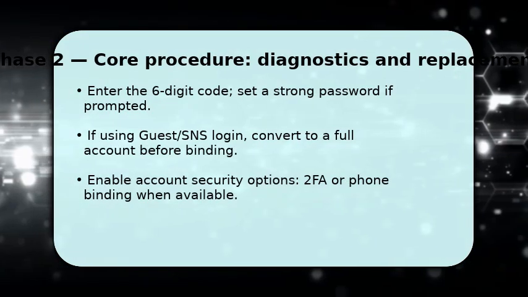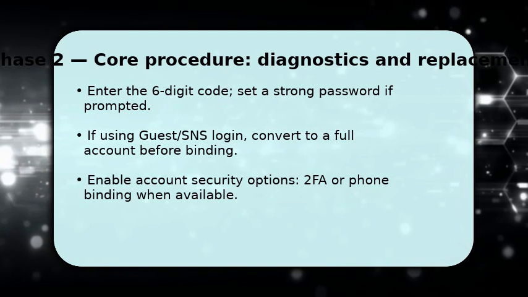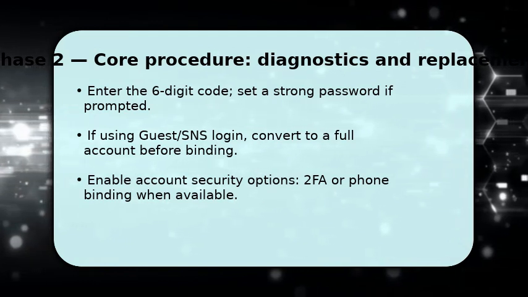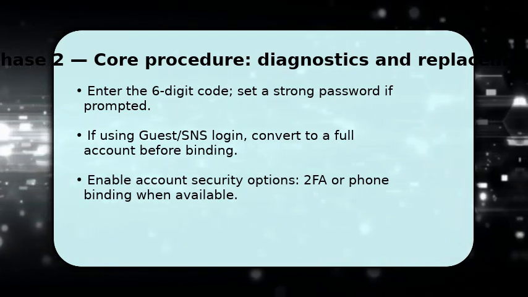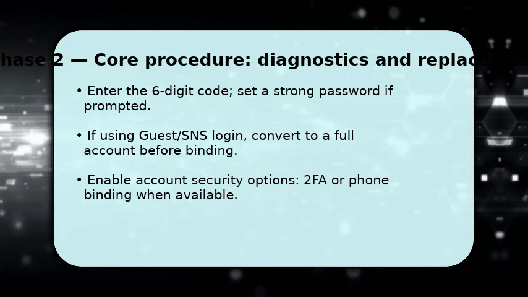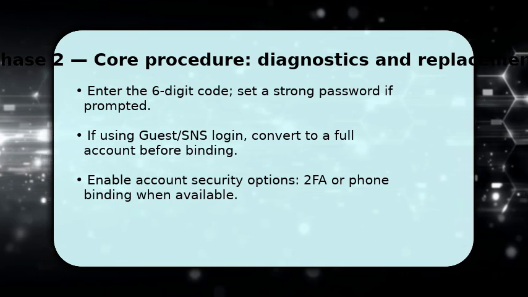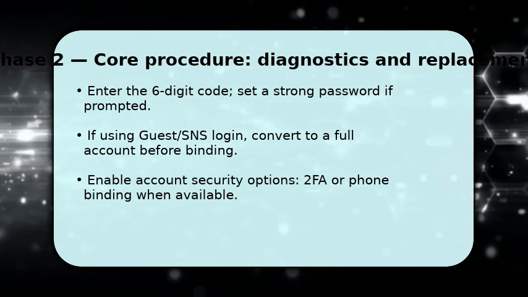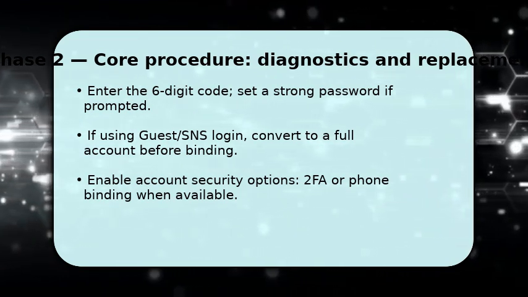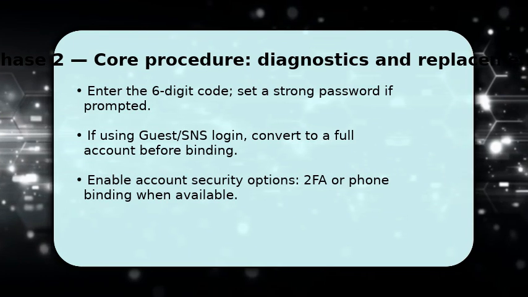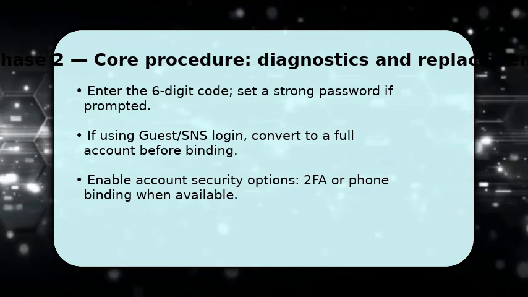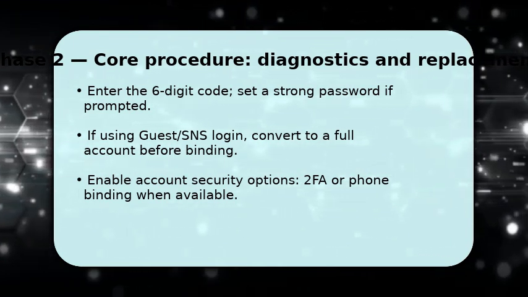Once you receive the code, paste or type those 6 digits into the verification field and submit. This completes the bind theoretically. If the system prompts you to set or confirm a password, choose a strong, unique one. This prevents unauthorized access. If you started on a guest or SNS login, convert it to a full Hoyo Lab/MyHoyo account before binding so progress transfers cleanly.